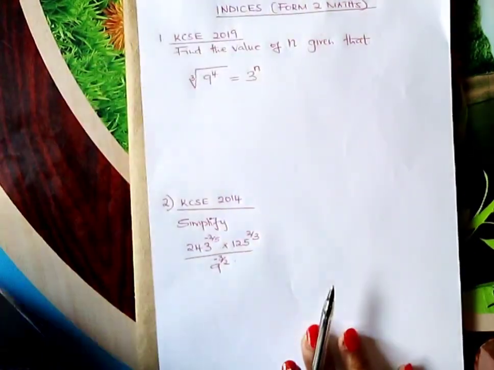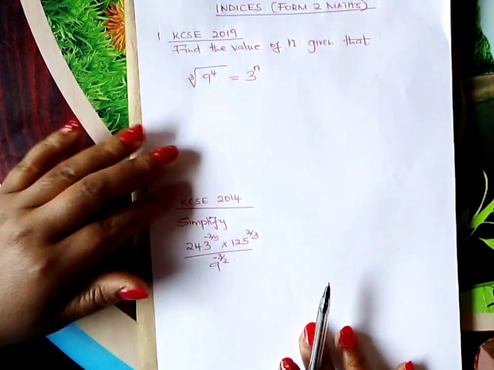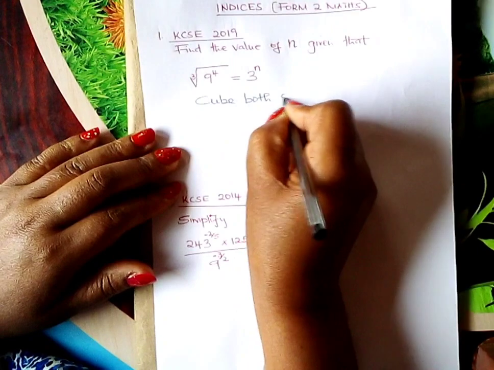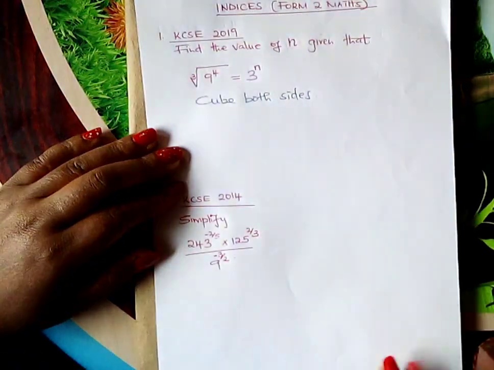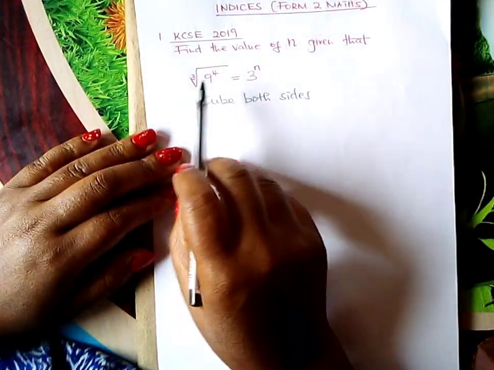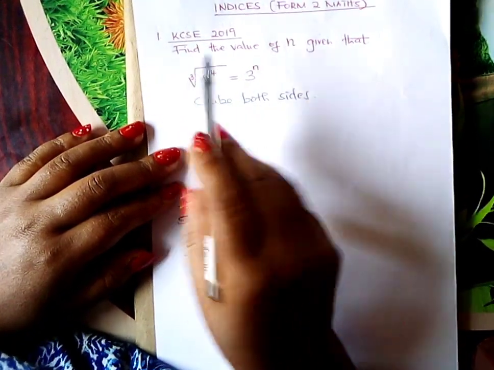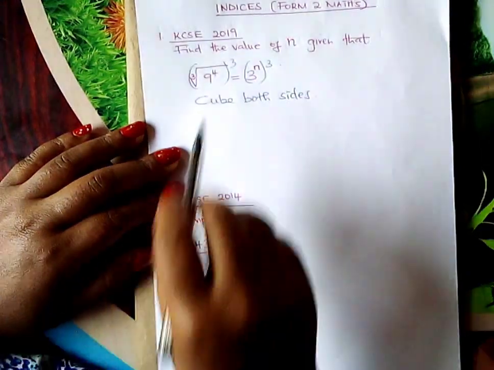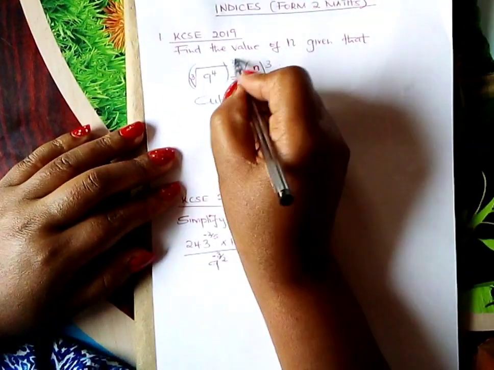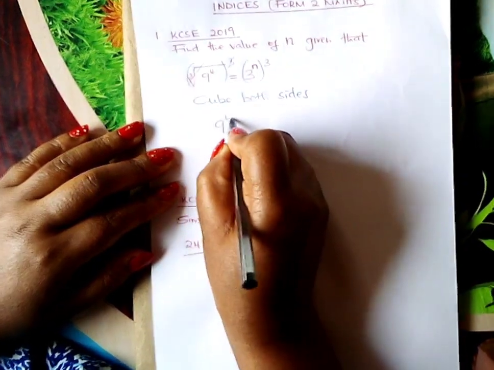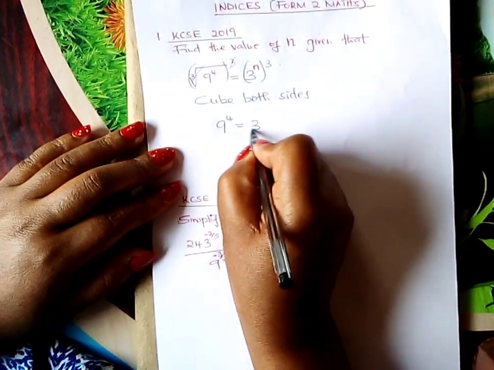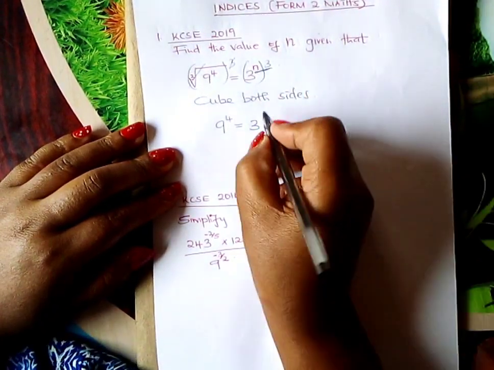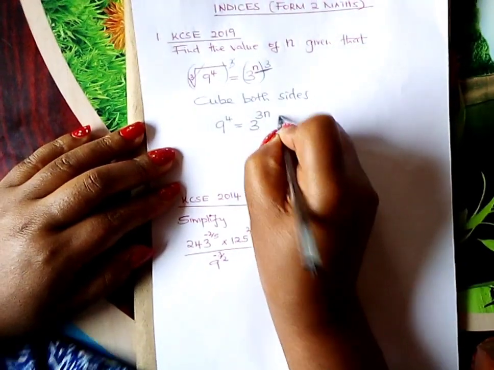Learner, what is the first thing that you do? You just cube both sides. There are many ways of doing it, but let me do it by cubing both sides, to remove the cube root sign. So the cube root sign disappears, and you are left with 9 raised to 4 is equal to 3 raised to what? You multiply the powers according to the laws of indices. So 3 raised to 3n.